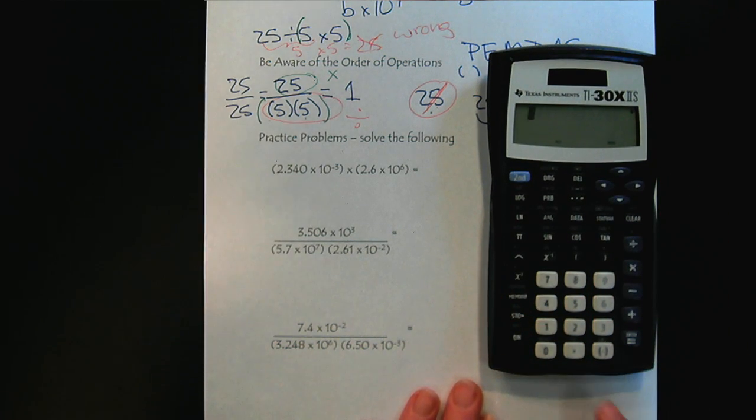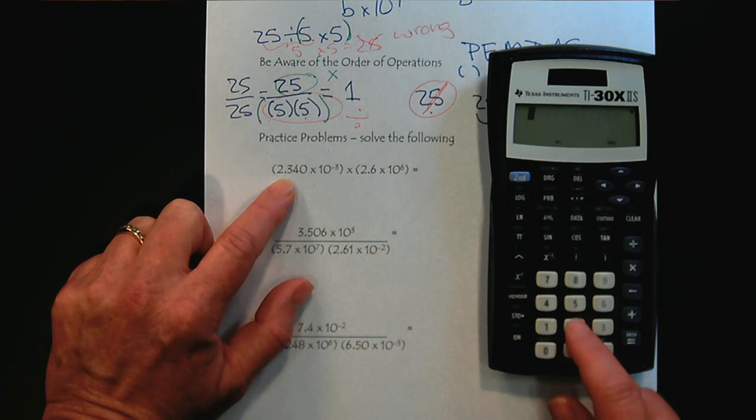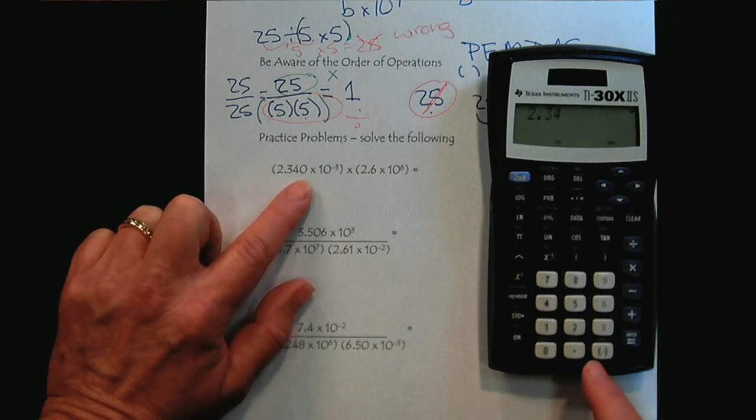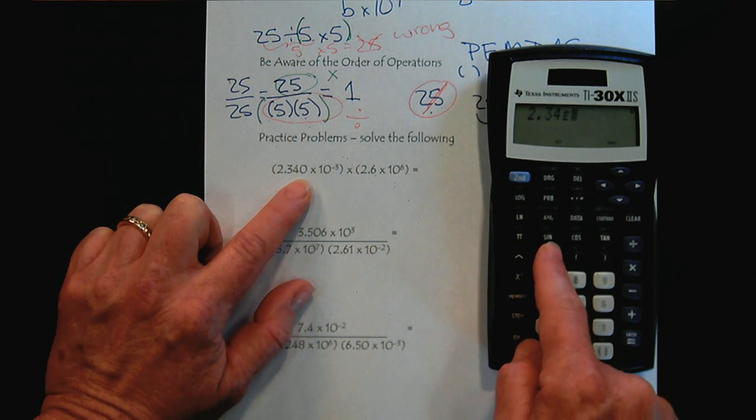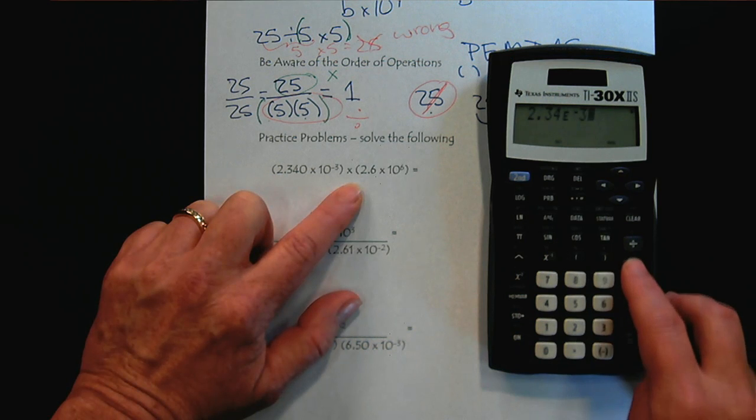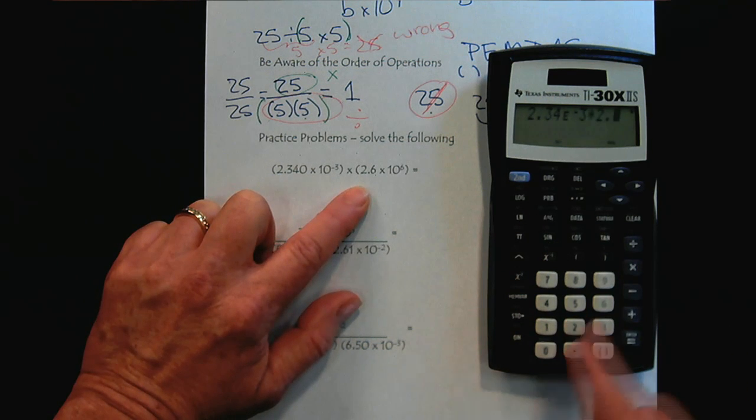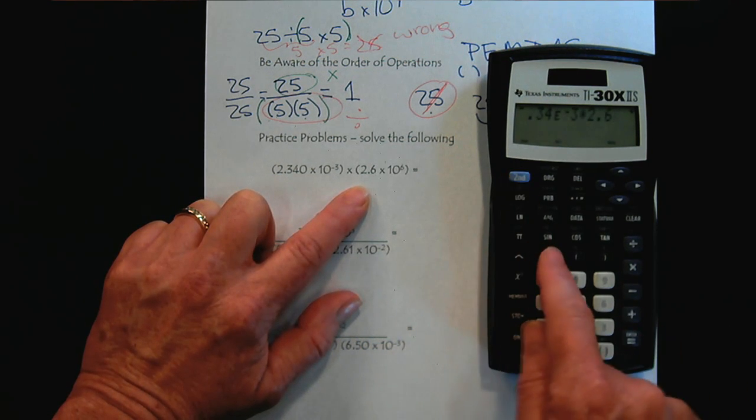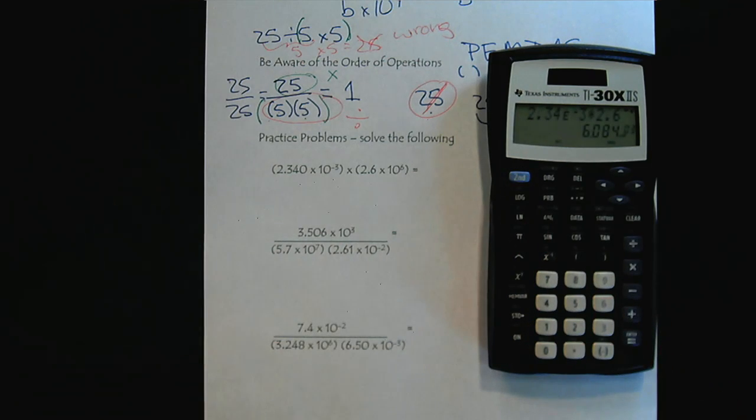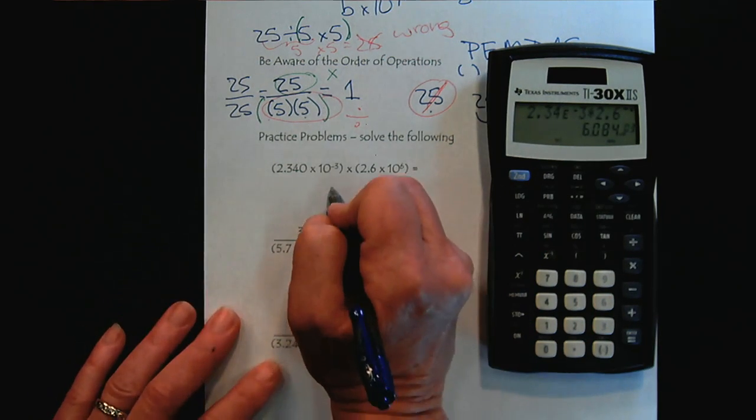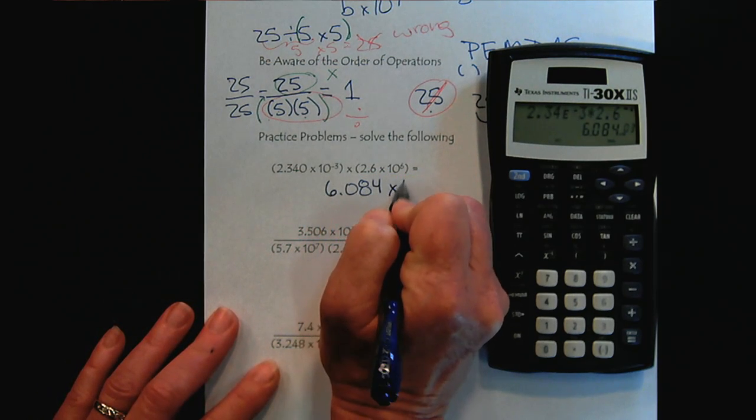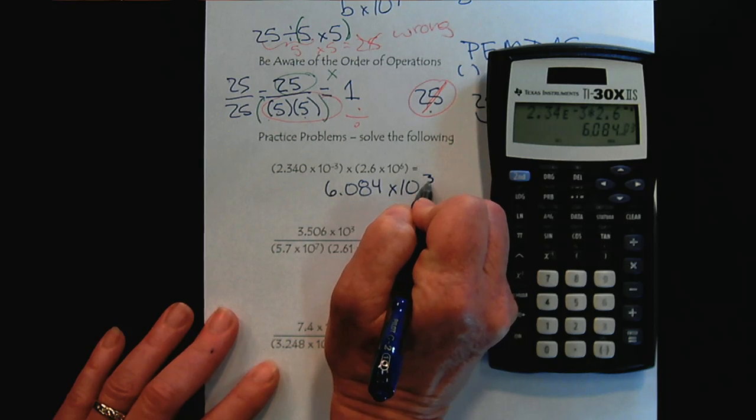Alrighty. So we would enter the first number, 2.34. We don't have to worry about the 0. Enter exponent minus 3. Multiply 2.6. Enter exponent 6 equals. And so now we get the result, 6.084 times 10 to the third.